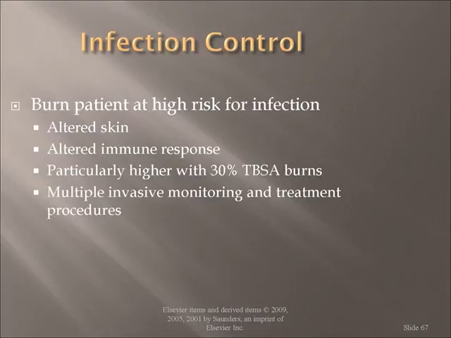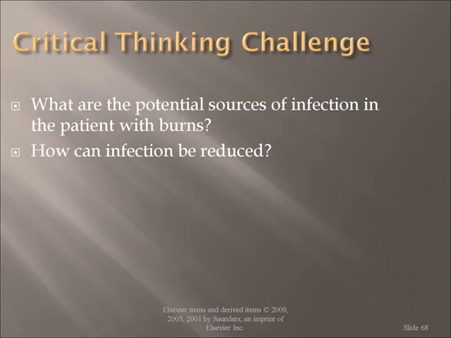With infection control, your burn patient is at a high risk for infection. Because of the altered skin, we have altered immune responses. Those infection risks are particularly high with people who have a 30% TBSA or more. Multiple invasive monitoring and treatment procedures also increase the infection risk. So what are the potential sources of infection in a patient with burns, and how do you think that infection can be reduced in a burn patient?